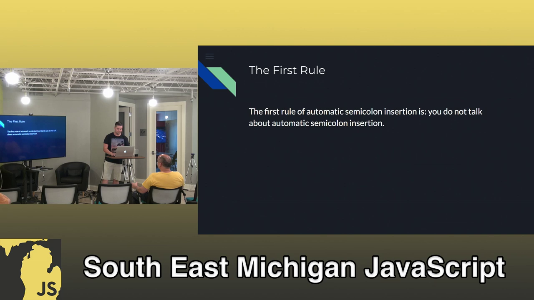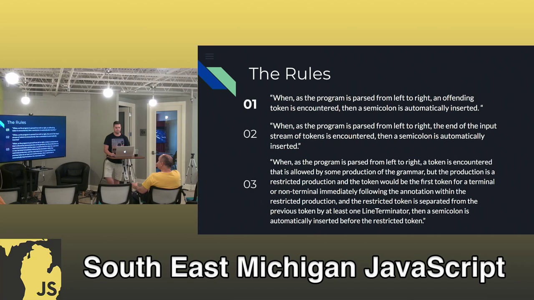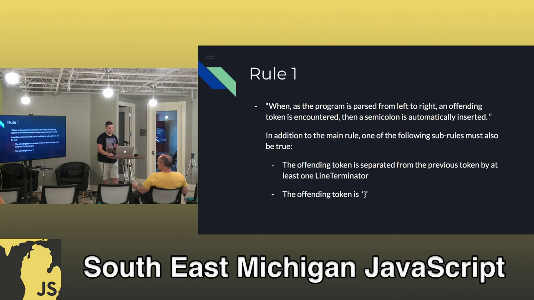Alright, so the first rule of automatic semicolon insertion is when, as the program is parsed from left to right, an offending token is encountered, then a semicolon is automatically inserted. That's kind of confusing, so we can break it down a little further. In addition to this main rule, a semicolon is inserted if the offending token is separated from the previous token by at least one line terminator, or if the offending token is a closing curly brace. I'll show both of these examples here.